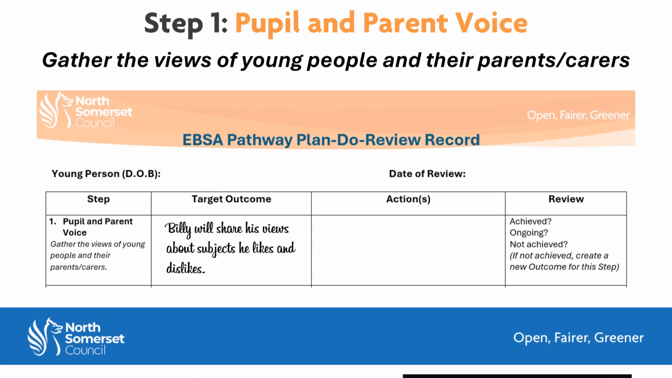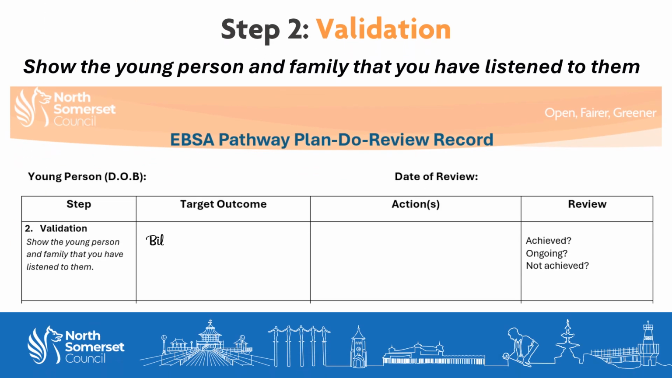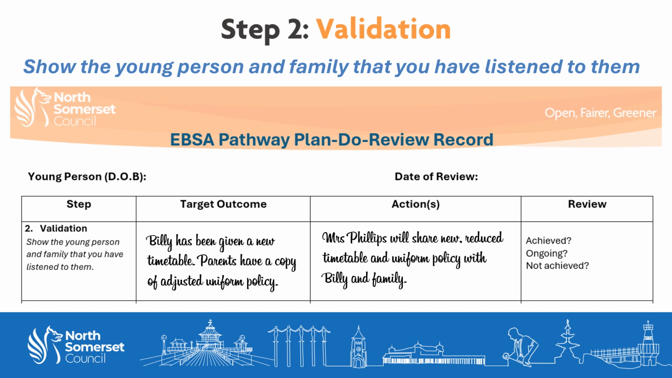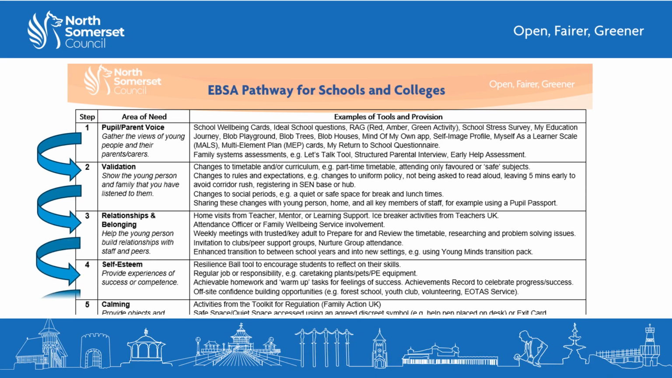So, after using a tool to gather student views, the school or college records and reviews progress towards their initial outcome using the Plan, Do, Review template. In this case, having achieved the outcome, it's time to move on to step 2. And step 2 is about validating students' voice, i.e., showing them that they have been listened to. Again, a target outcome will be established, action will be taken to work towards the outcome, and progress will be reviewed. And from here, we will repeat the Plan, Do, Review process until all 7 steps have been completed.